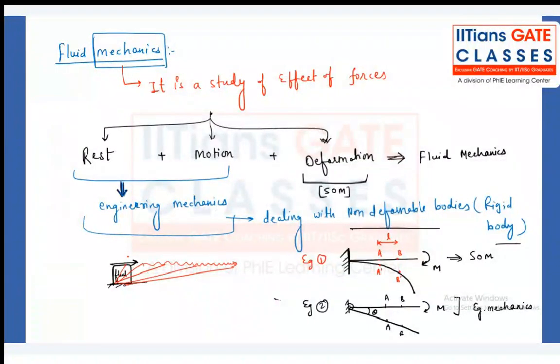Just like a solid body can resist the shear force, that's why the shear stress is being introduced. But what about here, guys? The fluid particles cannot resist the shear force. The fluid particle cannot resist the tensile force also. The fluid particle can only resist the three-dimensional compressive force.